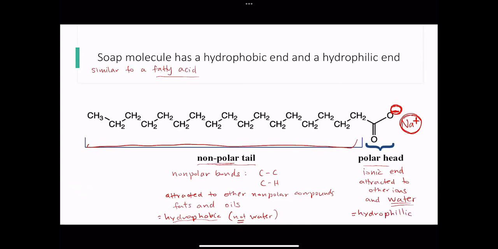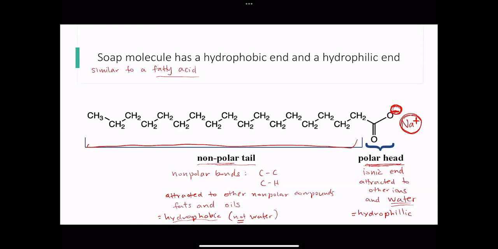So that's what soap does: it can attach to oil on your skin. And that oil on your skin, once it's stuck to the soap, now has the other end, the ionic end, that will then attach to water. So the soap is a middleman, and it allows the oil to be pulled off of your skin and washed off with the water.